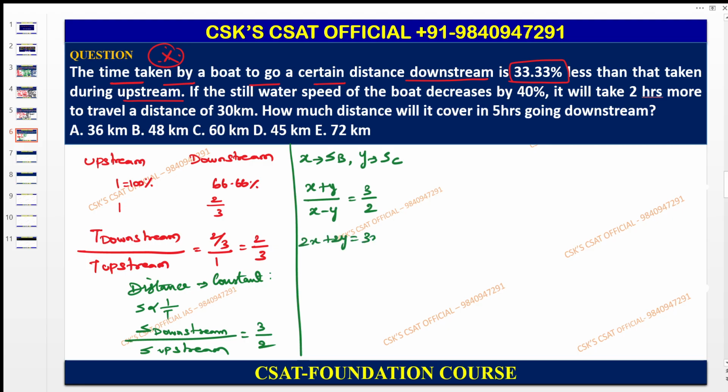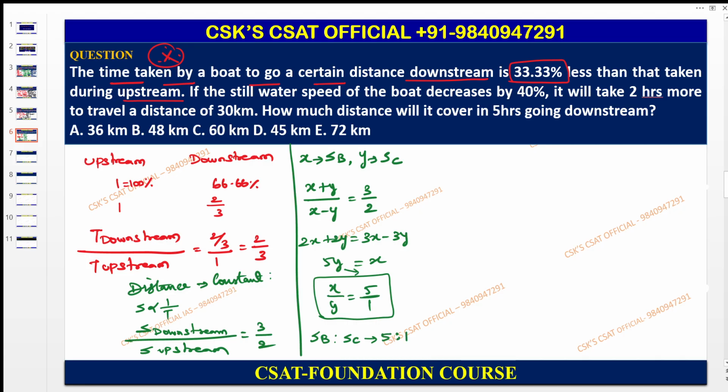2x plus 2y is equal to 3x minus 3y. Rearrange: x is equal to 5y. x by y is equal to 5 by 1, so we are just bringing y to the denominator. x by y is equal to 5, with 1 in the denominator. Now you know this ratio: the speed of the boat to the speed of the current, because we are taking x as the speed of the boat and y as the speed of the current, are in the ratio 5:1.